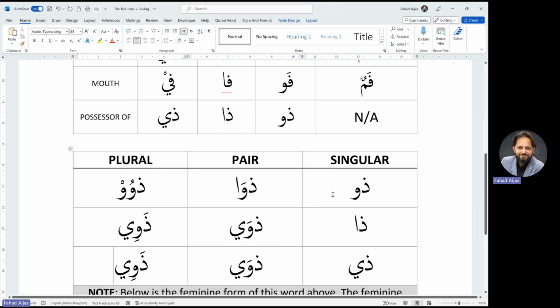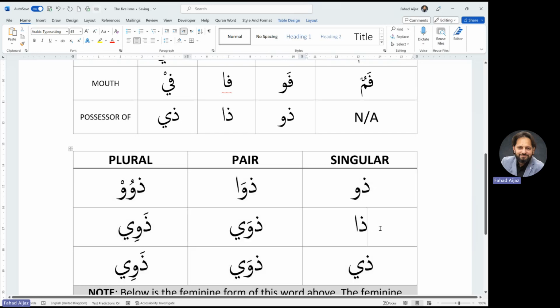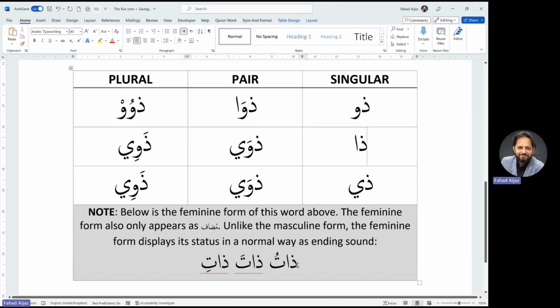It has a feminine form as well. All of these that I've mentioned are masculine, and the feminine form is zat, zatu, zata, zati. And that is how it is used in the Quran as far as my knowledge goes. So this is how you will find this in the Quran. Zat also means the possessor of, but it's used with the feminine isms. It does not follow the same pattern as zu.